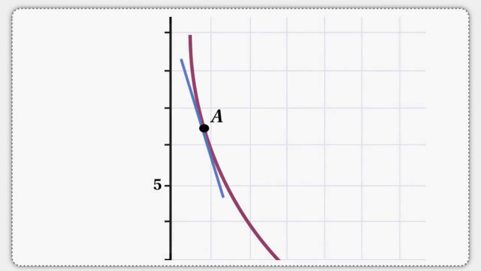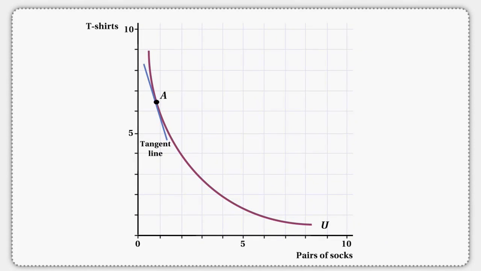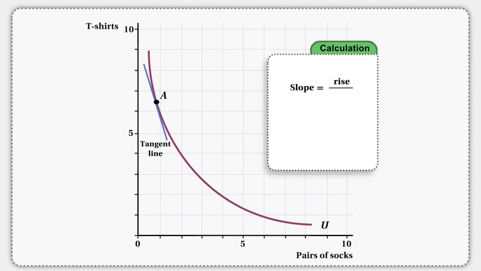Applying this to our indifference curve at point A, this is the tangent line touching Sarah's indifference curve. The slope of this tangent line will equal the slope of Sarah's indifference curve at point A and will tell us her willingness to trade t-shirts for pairs of socks. To calculate the slope of the tangent line, we calculate the rise over the run. The rise is -1 t-shirt, which we can read directly off the t-shirt axis. The run is 0.5 pairs of socks, which we can read off the socks axis. The slope of the tangent line is then -1 over 0.5, or -2.